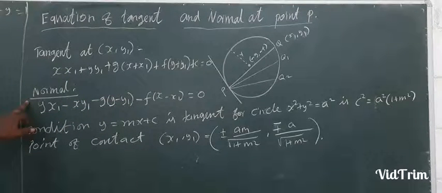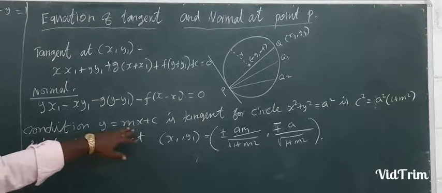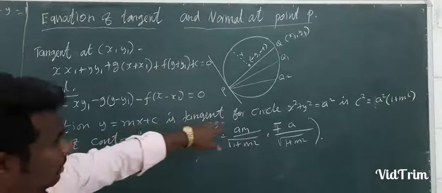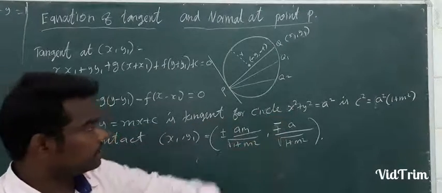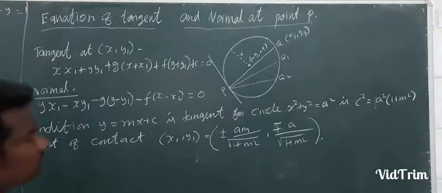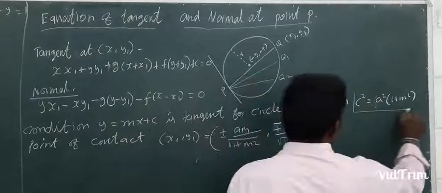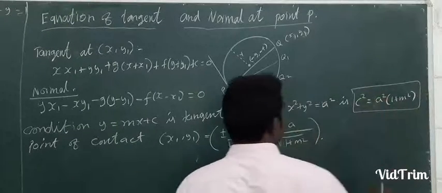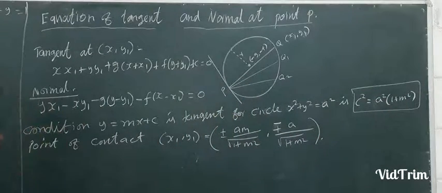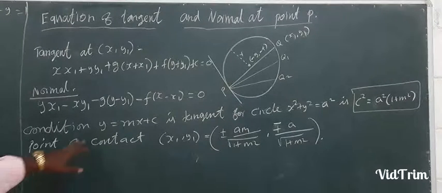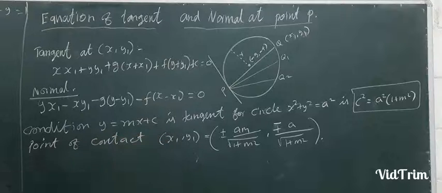And the equation of the normal, note the formula. And next one, the condition: if the line y = mx + c is the tangent line of the circle x² + y² = a², then c² = a²(1 + m²). So that is the condition of the tangent. If they are giving the line y = mx + c, we will write this one.